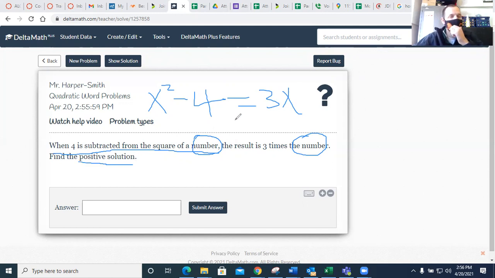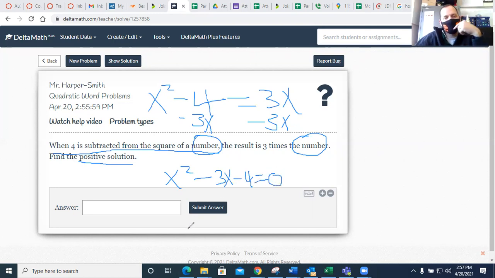Okay. So I'm going to subtract 3x from both sides. That's going to leave me with x squared minus 3x minus 4 equals 0. All right, what two numbers multiply to be -4, but add to be -3? Those would be -4 and +1.